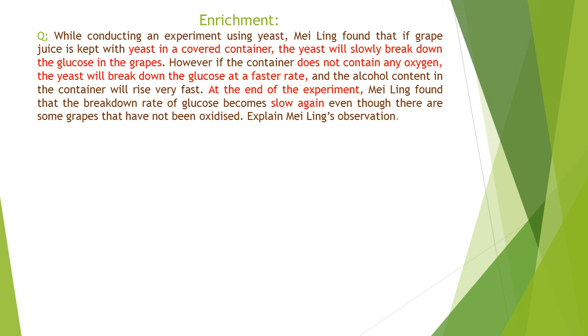Okay, and another question. In this one, the girl first keeps the yeast in a covered container. The yeast will slowly break down the glucose in the grape. However, if the container does not contain any oxygen, the yeast breaks down glucose very fast. At the end of the experiment, she found that the rate of the breakdown of glucose became very slow again.